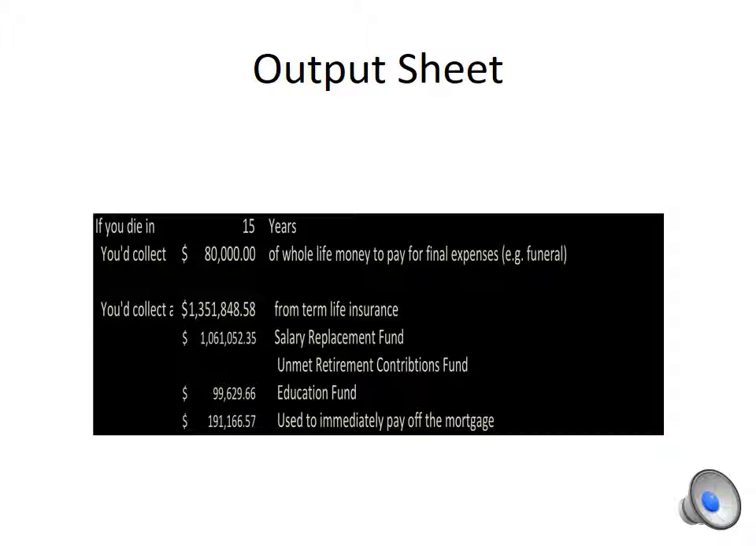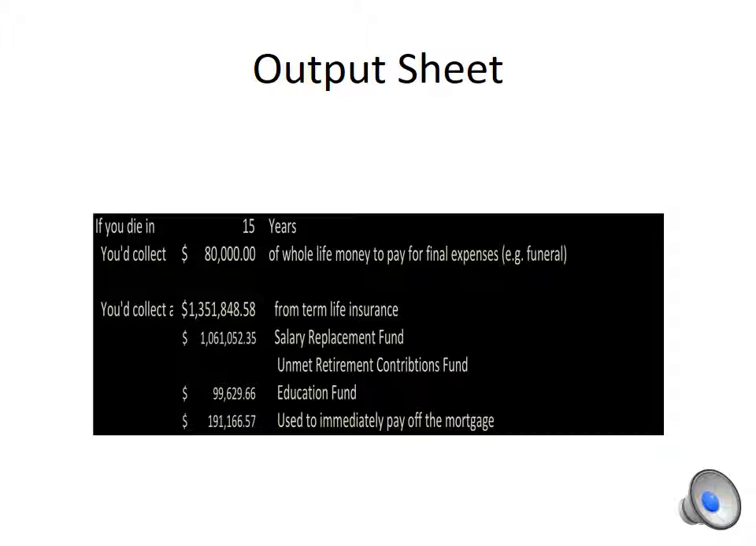So how much life insurance should our client have 15 years from today? So I simply entered 15 in the top row. If you die in 15 years, she should still have her $80,000 whole life policy in force to pay for the funeral and other final expenses. And she'd have hopefully at least $1,352,000 of term life insurance.